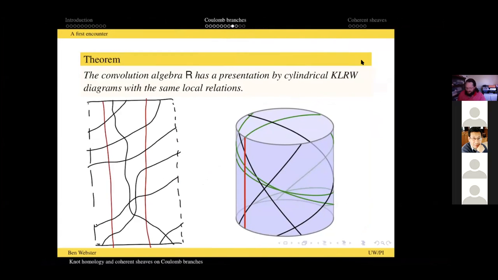Okay. And that convolution structure has a presentation by these cylindrical KLRW diagrams with exactly the same local relations as before. Ben, do you understand correctly that if you do the same thing in finite dimensions without affine periodic flags, you get something which is not on the cylinder but on the plane? Exactly. If you do this in just normal finite dimensional vector spaces, you get this algebra I drew before. That's these diagrams in the plane.